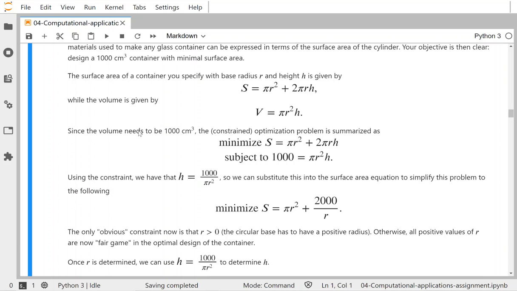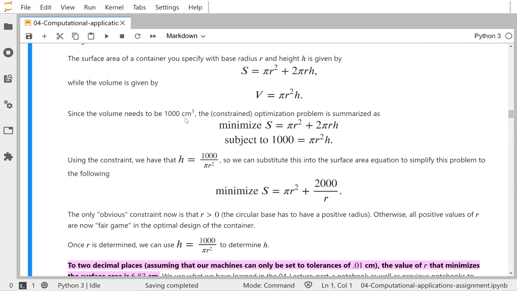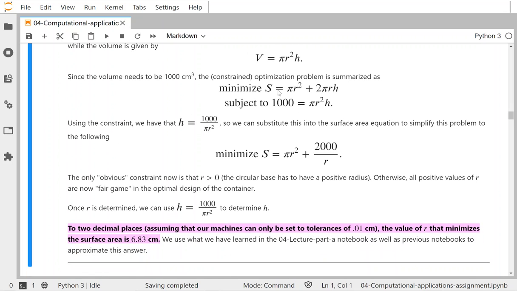That gives the volume. Now, since the volume needs to be 1,000 cubic centimeters, this defines a constrained optimization problem, which is summarized mathematically as follows. Minimize the surface area, given by the formula pi r squared plus 2 pi r h, subject to the constraint that 1,000 is equal to pi r squared h. Now, you can use the constraint to solve for one of the variables in terms of the other. So h is equal to 1,000 divided by pi r squared. You just obtain that by dividing the 1,000 by pi r squared in your constraint formula.